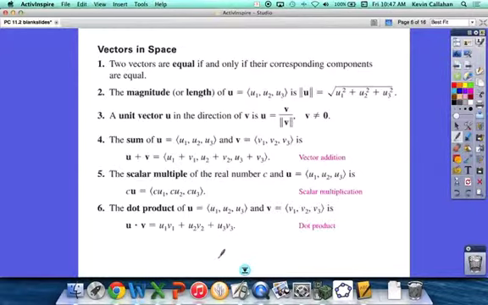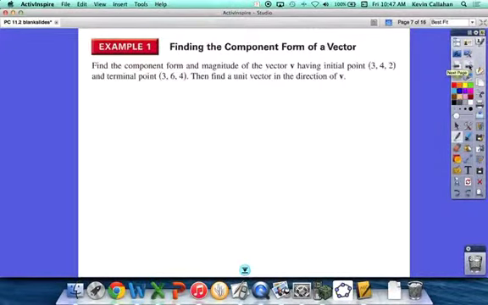You okay? Tutti sono bene? So let's see. Let's find a component form of a vector given an initial point and a terminal point. How do you find component form of a vector? You subtract terminal minus initial, right? Terminal point minus initial point.